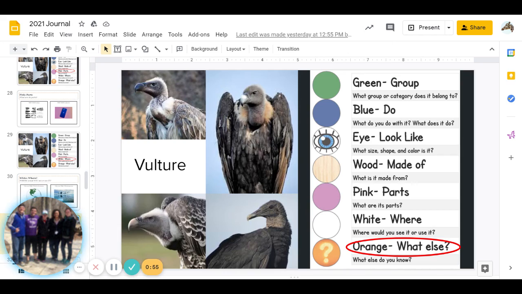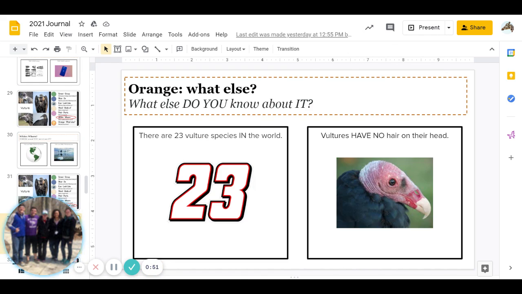You guys are almost done. The last one is orange. What else do you know about a vulture? Do you know that there are 23 vulture species in the world, or do you know that vultures have little to no hair on their head? Go ahead and pause to answer.